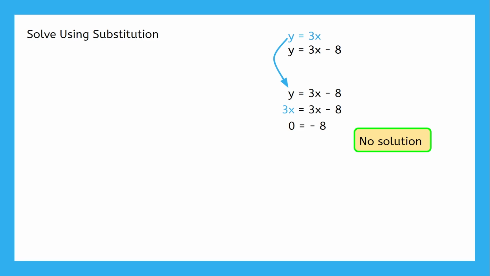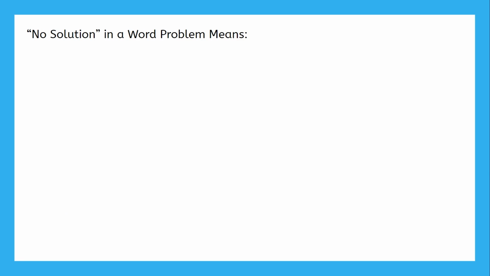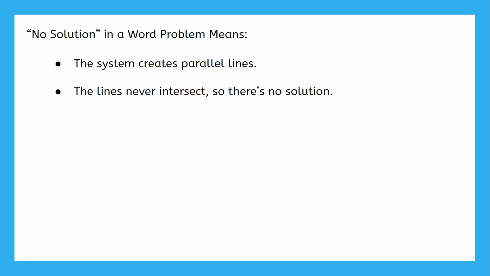Let's graph the system and see. Oh, that's why our system created two parallel lines. These lines will never intersect, so there's never going to be a solution. That's what no solution means in a real-world scenario. This system created parallel lines, and those lines will never cross, so there's no solution. This tends to occur when a hypothetical situation is impossible.